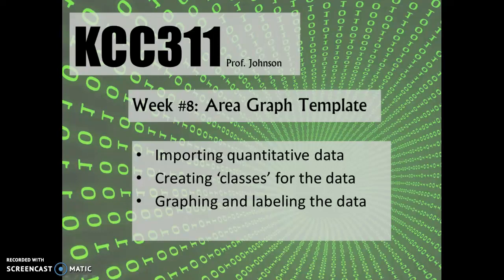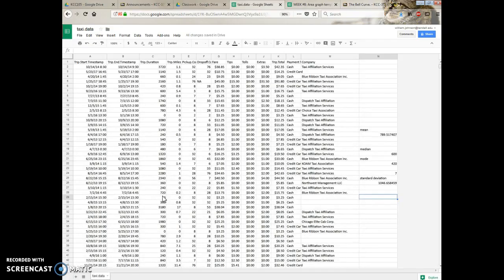KCC311, second video for week number 8. We need to make area graphs from our data set, from our quantitative data set. It involves importing some data, creating classes or groups for the data, and then we need to make the graph and label it appropriately. So last video I was talking about taxi ride data.